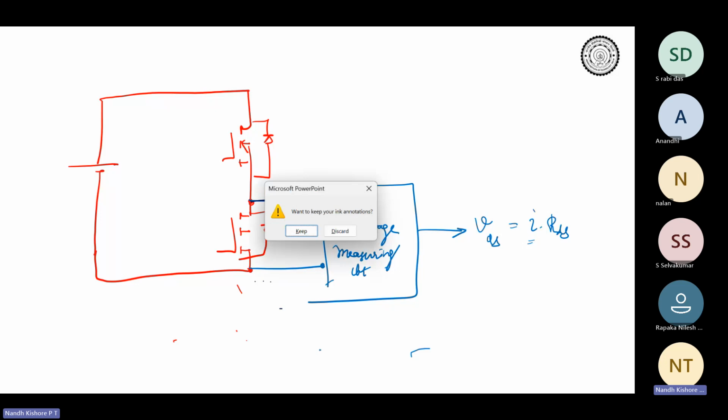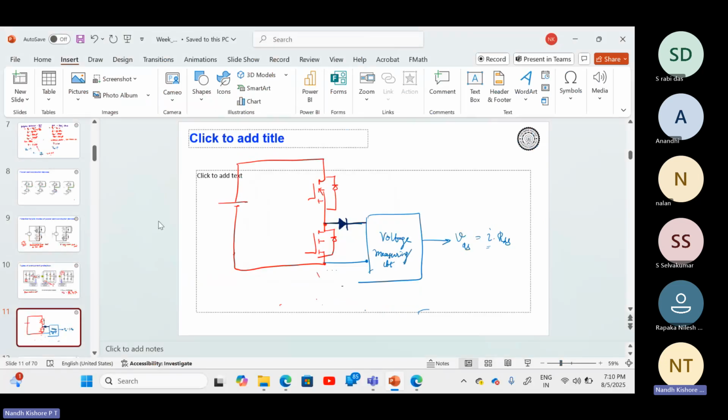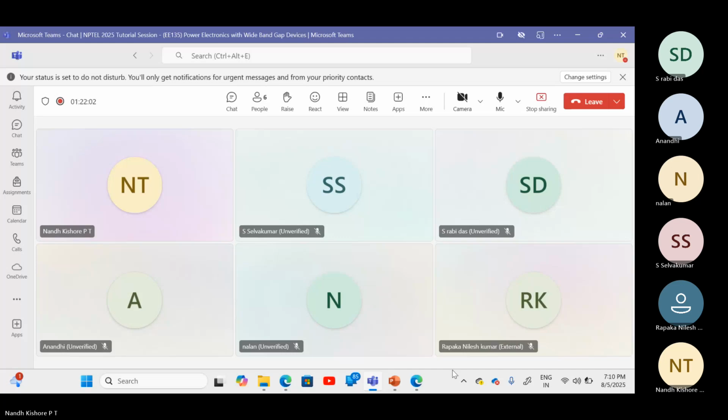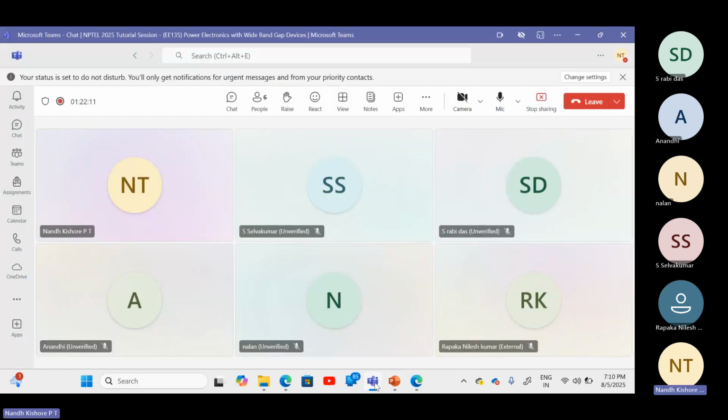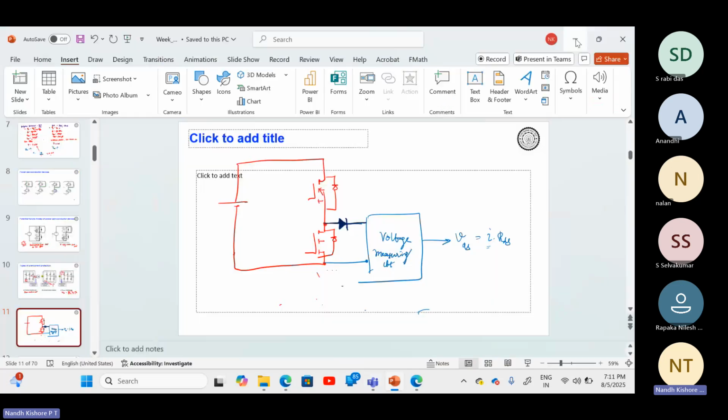Anyone else? Can you try to imagine? Are you guys understanding the question? Why are you having the diode over here? Are you able to follow this? Just asking. Is it easy for you to follow? Why are you having this diode is the question.